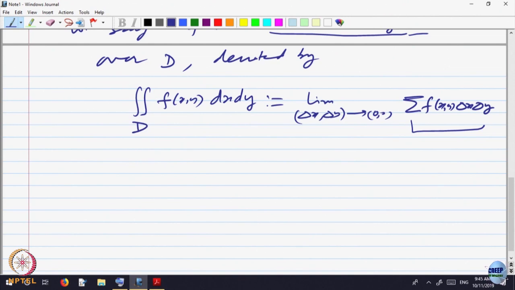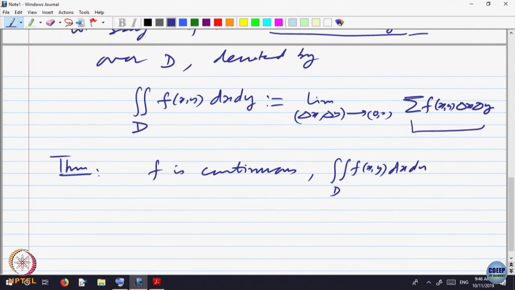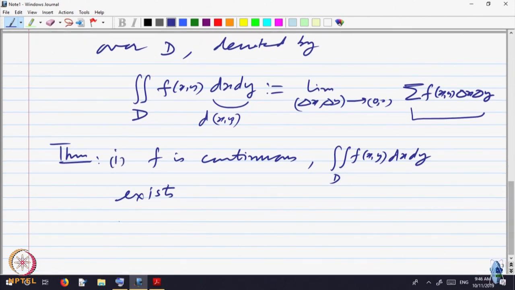So we will not go into proving many things. The idea is how to compute these things. So let us write theorems, which are properties of this. If f is continuous, for a continuous function, the double integral always exists. One thing more I should point out, sometimes you write dx dy or sometimes you write dxy, so both are followed. Both notations are followed. So if a function is continuous, this always exists.